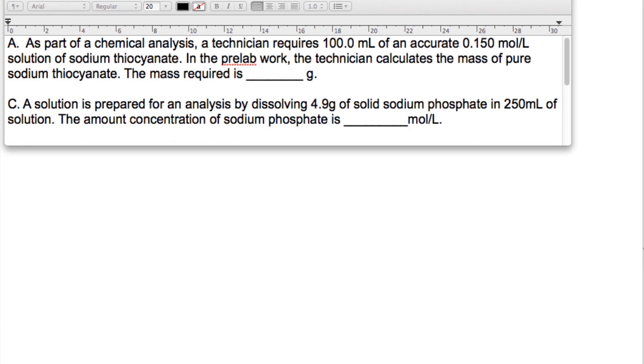So what it's asking for is, what is the mass of this concentration of sodium thiocyanate? Let's start. First up, that 100 milliliters we'll convert to liters, which gives us 0.100 liters multiplied by the concentration of sodium thiocyanate, 0.150 moles per liter. If you plug that into the calculator, it will give you a value of 0.015 moles of sodium thiocyanate.